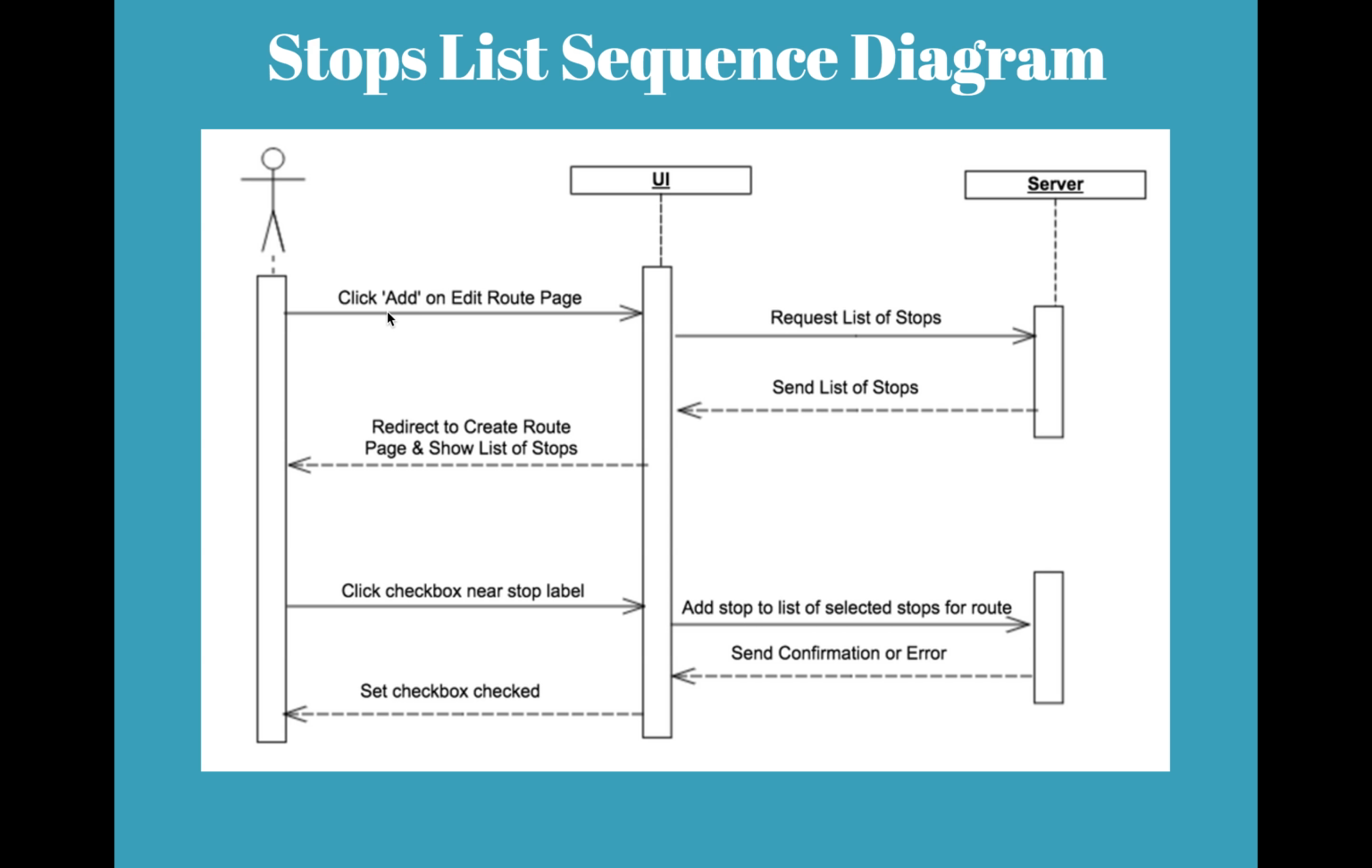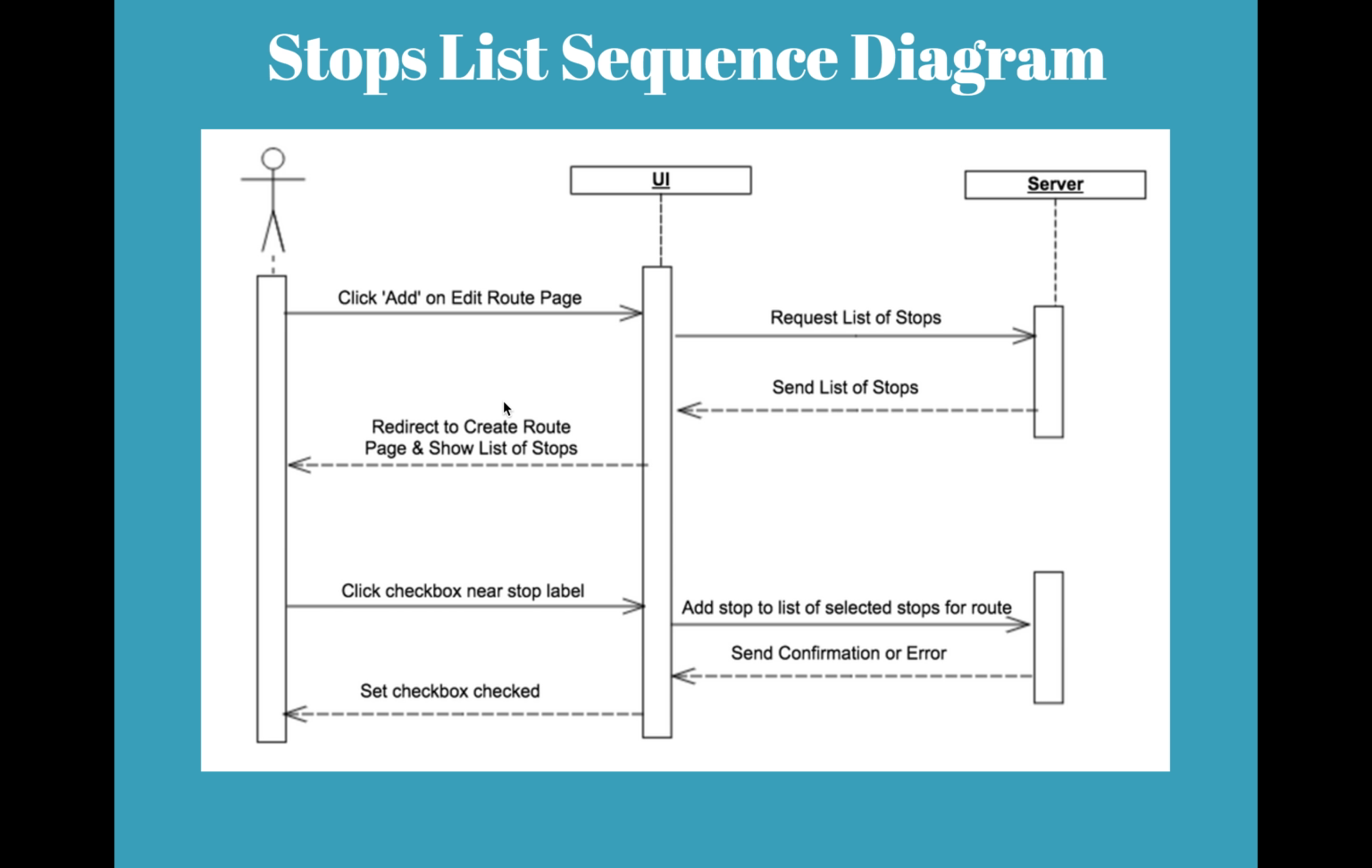Here is the sequence diagram. You click the Add on Edit Route page. You request the list of stops from the UI to the server. The server then sends the list of stops, and then the UI shows the administrator the list of stops on the Create Route page.